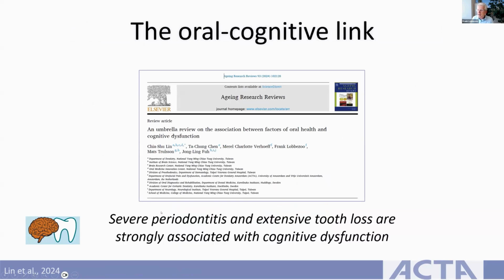Also, if you look at periodontitis, you know, the inflamed support tissues of the teeth. You have bleeding gums, you have breakdown of the bone. The more severe these periodontitis problems are, and extensive loss of teeth that is a consequence of severe periodontitis, this is also strongly associated with cognitive dysfunction. So the more periodontal problems, the more teeth are lost from your mouth, the worse your cognition. This is based on an umbrella review, so it's a systematic review of systematic reviews, the highest possible level of evidence. So this is really strong evidence. You have to take care of the mouth. Again, big message here.